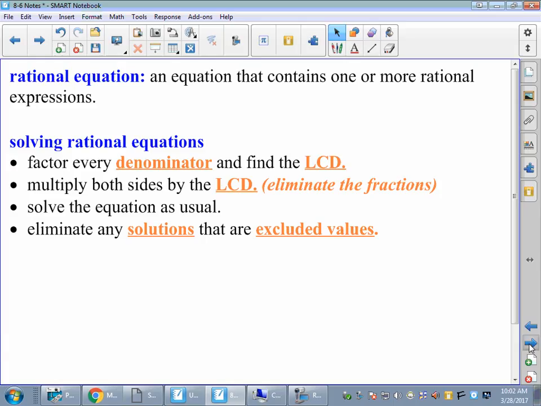And then unfortunately, you have to eliminate the solutions that are excluded. So we still have to look at those excluded values. We haven't done that in a couple of days. But if they're excluded and we get that number, we have to throw it out. So just something at the very end you kind of have to look at.